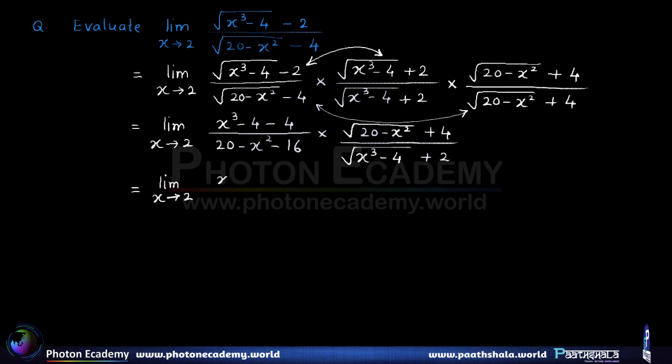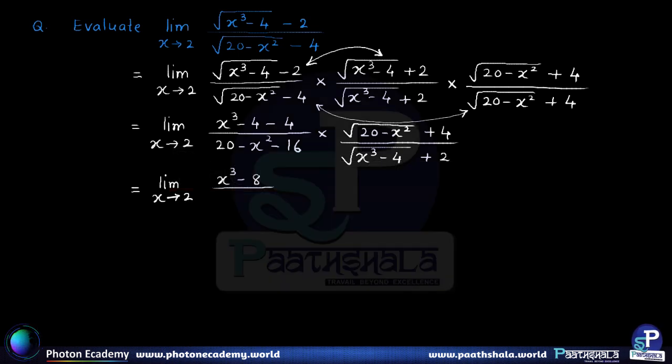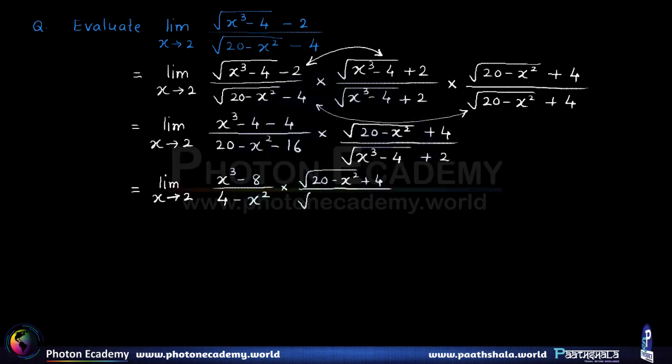Now here we have x cube minus 8 whole upon 20 minus 16, which is 4, 4 minus x square, multiplied by root of 20 minus x square plus 4 divided by root of x cube minus 4 plus 2. So that turns out to be limit x tends to 2.